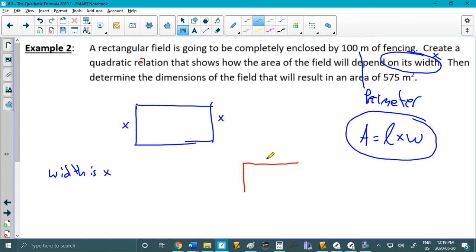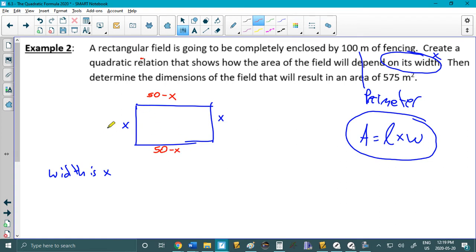Hopefully you thought about it. We've got 100 meters total. This is half the rectangle, so these two things together are going to be 50 meters. Okay? So if we go to our diagram here, if this is x, how can we express this? Well, we know that this plus this is 50. So we have 50 available for this length here, but we have to take away the width. So 50 minus x. Okay, that is the hardest part of this question.